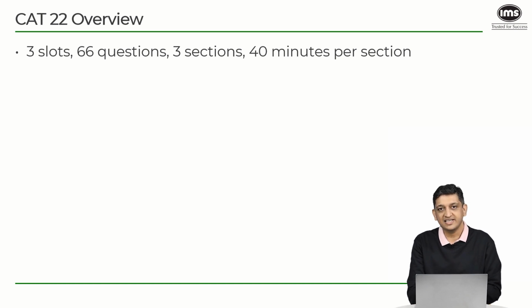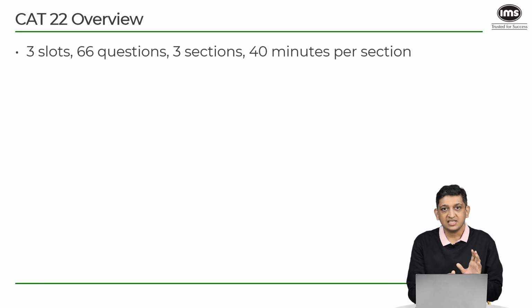So there will be 3 different tests that will be conducted. You are supposed to take the test in one of the 3 slots, which will be given to you randomly. You are not expected to choose the slot. Each slot will have 66 questions, divided into 3 sections. These 3 sections, as we will see later, will cover the basics of math, LRDI and verbal.